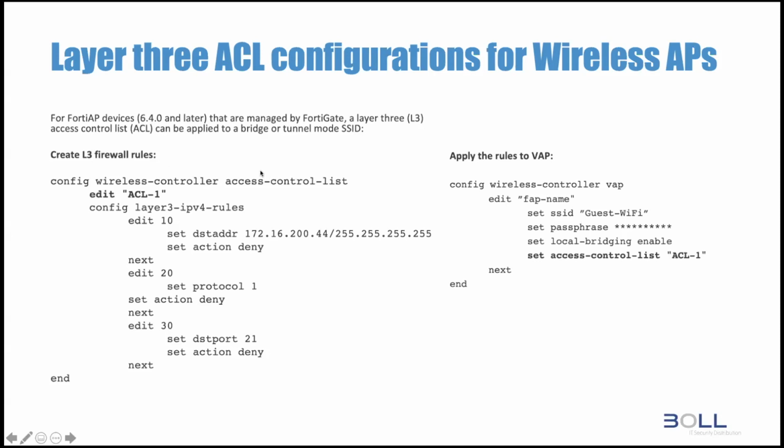Just as you see here, you create an access control list, then you apply it to the virtual AP, which is the SSID configuration on the FortiGate. And this is being pushed to the FortiAP, which is then applying the rules.